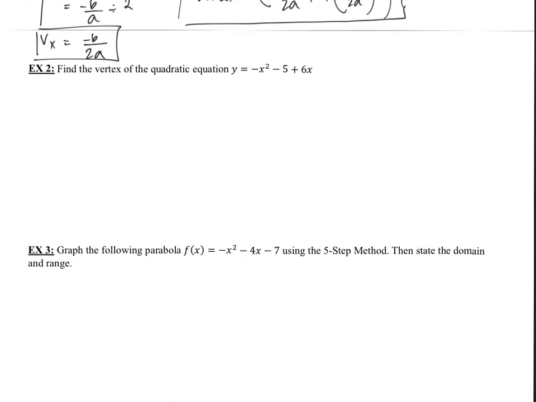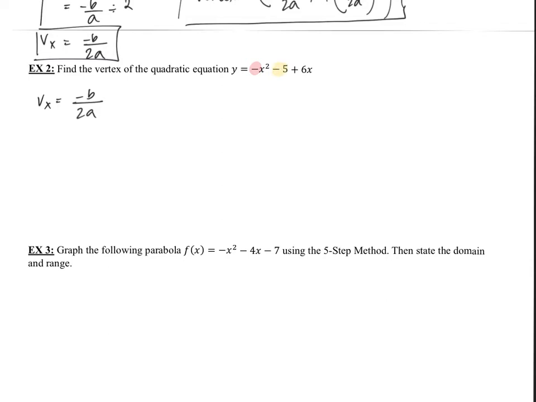So now we're going to find the vertex of this quadratic equation. y equals negative x squared minus 5x plus 6x. Okay, so how do we find the vertex? First things first, find the x value. And that is given by our formula, negative b over 2a. Well, what are b and a referring to? Those are these values here. That one.